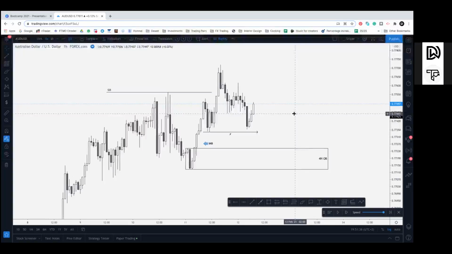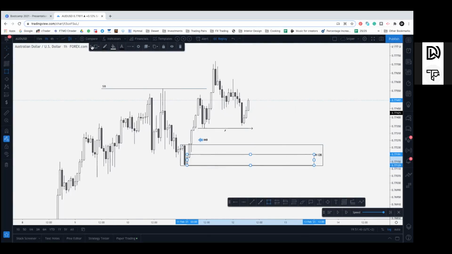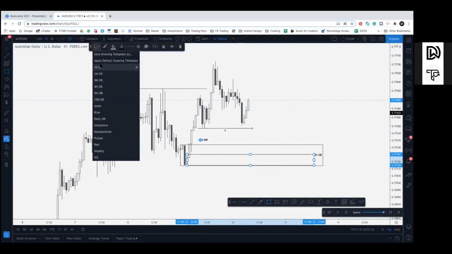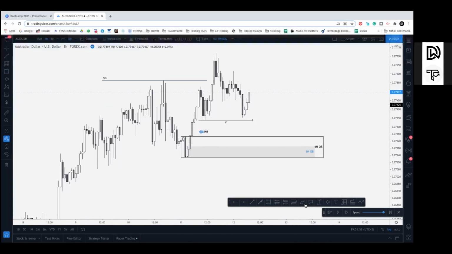So now we wait. We don't even have to be on the 15-minute. We only want to see price coming back down in this area. We can refine. We have our 1 hour order block here as well. So there is our 1 hour order block. So now we want to see when price taps into this area.